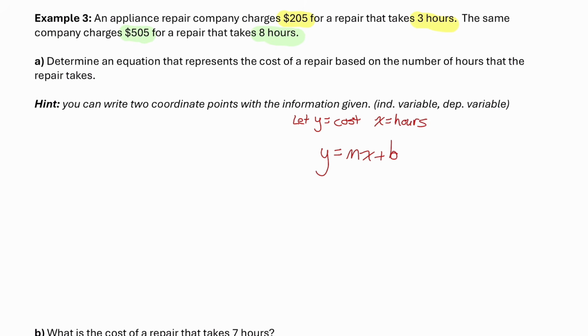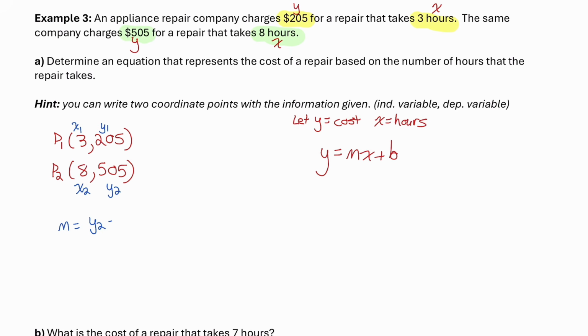Well, the question gave me 2 different coordinate points that I can use to help me find m. It told me that for 3 hours of work, the number of hours is x, the cost, y, is 205, and for 8 hours of work, the cost is $505. So I have 2 points. My first point would be the point (3, 205), and my second point would be the point (8, 505). My first point I can use as my x1, y1, and my second point as my x2, y2, into the formula m equals y2 minus y1 over x2 minus x1.